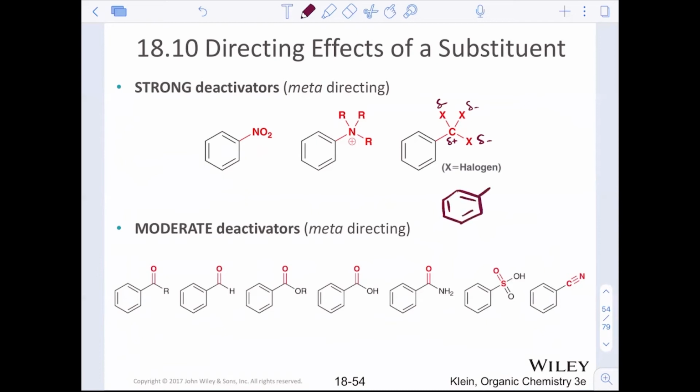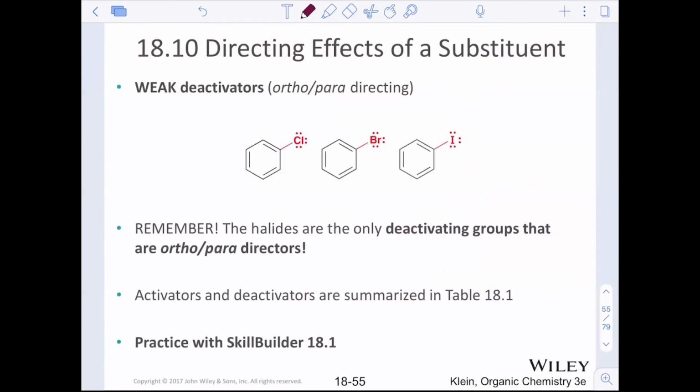If we put CBr3 there, right? If we brominated the benzylic position completely, that would make a strong deactivator, meta-directing. Moderate deactivators are our carbonyl groups or our nitrile groups. And then our weak deactivators, but ortho-para directing, are our halogens. Remember, the halogens are the only deactivating groups that are ortho-para directors. All other ortho-para directors have to be activators, right? And all other deactivating groups are meta directors. So they're right in the middle just to confuse everyone.